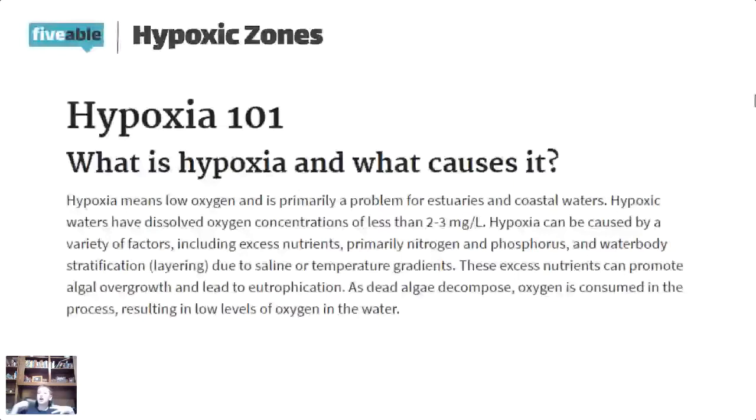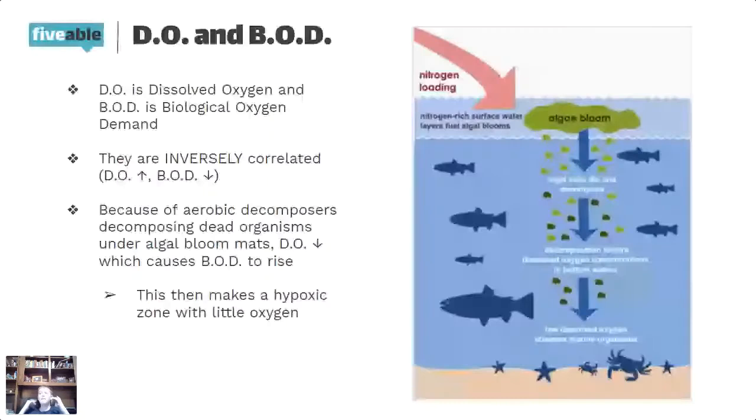Okay. So I've said these things before subconsciously just because I say them a lot, but a lot of people actually don't cover what DO and BOD are. These are acronyms that the AP exam can use because they're in the course and exam description. DO is dissolved oxygen, and BOD is biological oxygen demand. Just like DO and temperature, they're inversely related. So when one goes up, the other goes down, and when one goes down, the other goes up.